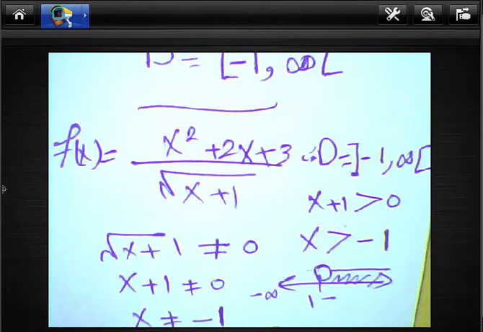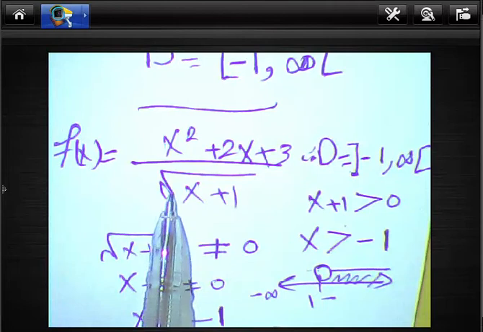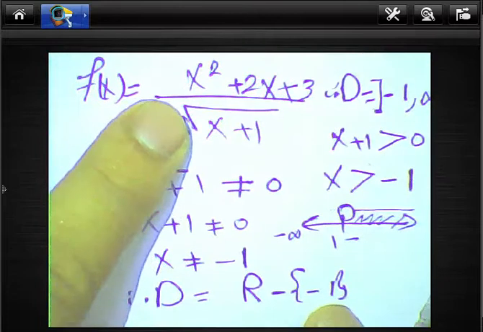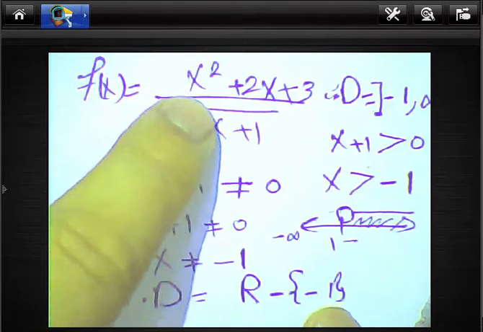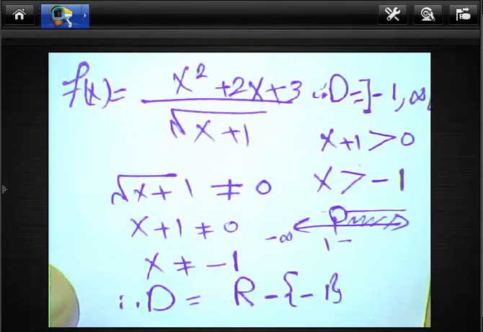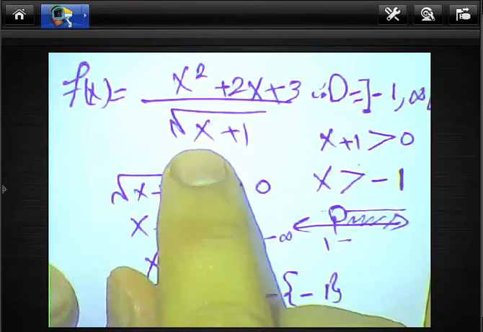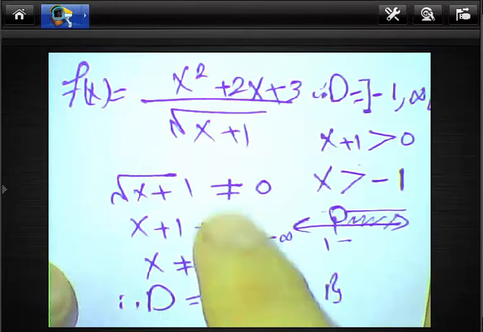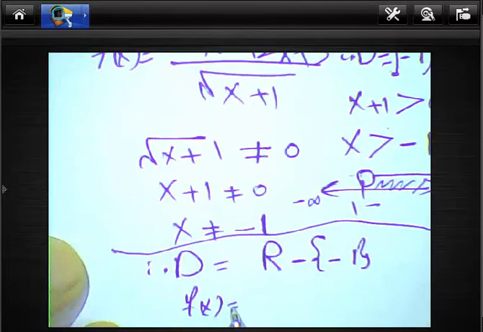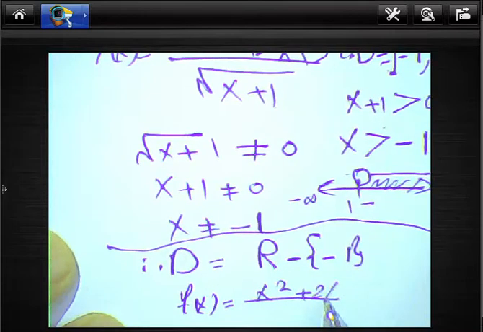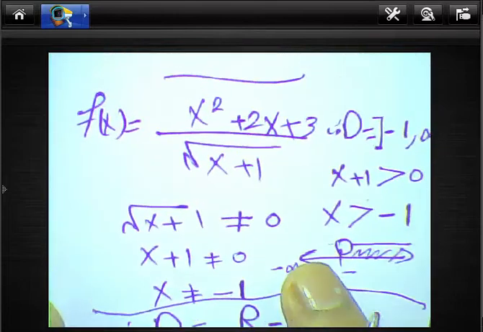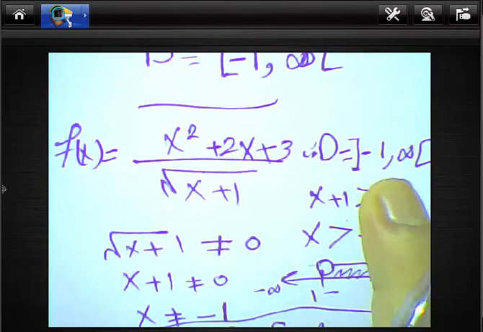Don't write R subtract -1 only, because we have a root. If we have x plus 1 without a root, we can find the domain in that way. But if we have this root, we must write the domain as this interval, because if we put -2 here, the result will be -1. -2 plus 1 equals -1, so we can't find the result. So for f of x equals x power 2 plus 2x plus 3 over x plus 1, this is the domain, but for the function with the root, the domain will be -1 to infinity, open.